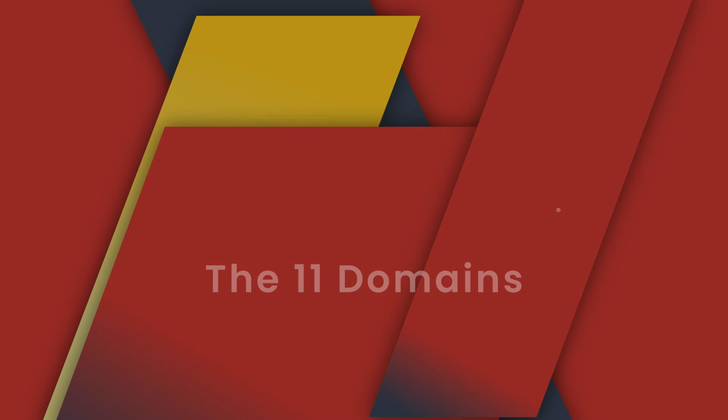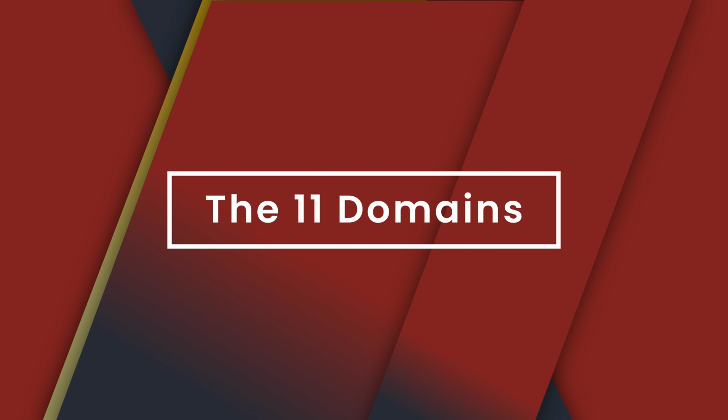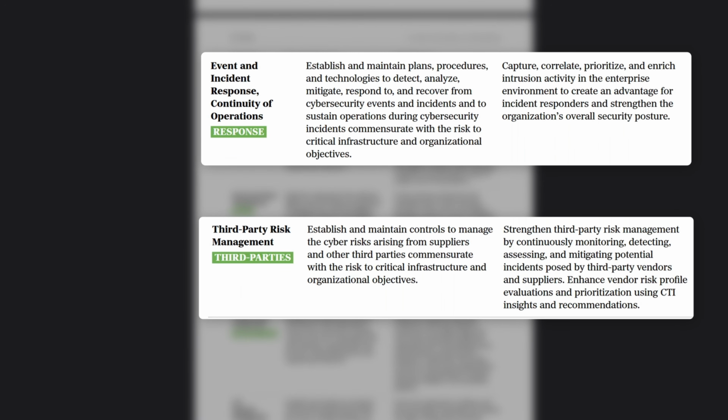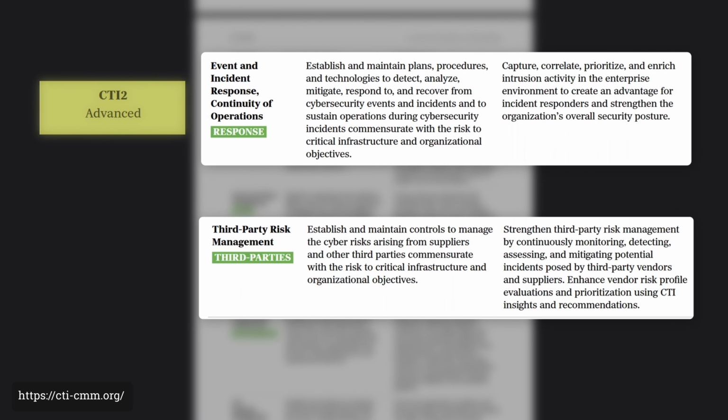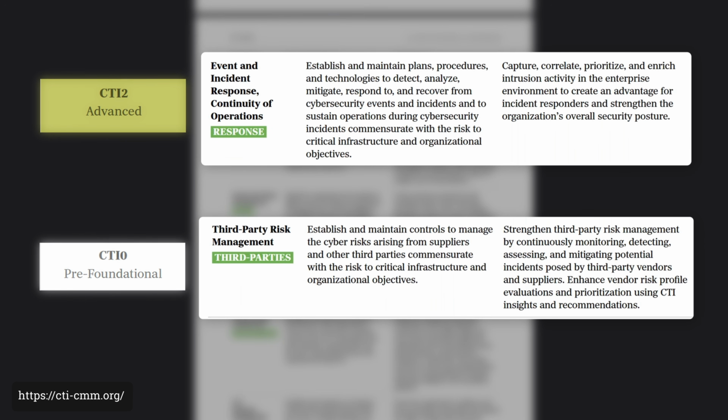The CTI-CMM doesn't score your program as a monolith. It evaluates it across 11 distinct domains and defines a CTI-specific mission within each one. Your program can be at CTI-2 in incident response, but CTI-0 in third-party risk. That granularity is what makes the model operationally useful and applicable to any CTI program.